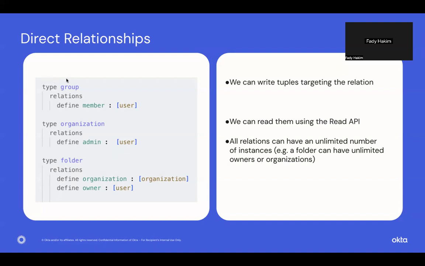It's not written here. You can say type user, and then under type group, I have members, and those members are actually users. So you can refer to any relationship between two objects inside the object itself. So under the group, I have members, which are actually users. Under organization, I have admins, which are users. Under a folder, the folder has an organization that manages those folders, and that's actually referring to the organization object here. So you can actually do a direct relationship.